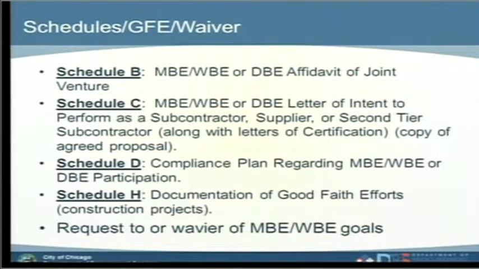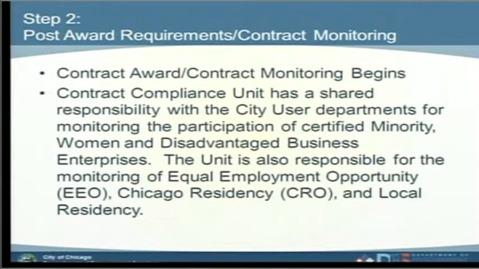Step 2. Contract award. Contract monitoring begins once the contract is awarded. The Contract Compliance Unit has a shared responsibility with the City User Department for monitoring the participation of the certified minority, women, and disadvantaged business enterprises within the project. The unit is also responsible for monitoring the EEO, the Equal Employment Opportunity, the CRO, Chicago Residency Ordinance, and the local residency requirements that are specific to each contract.